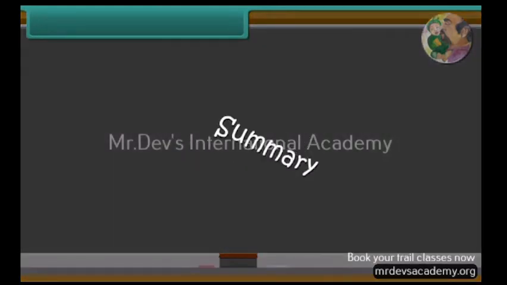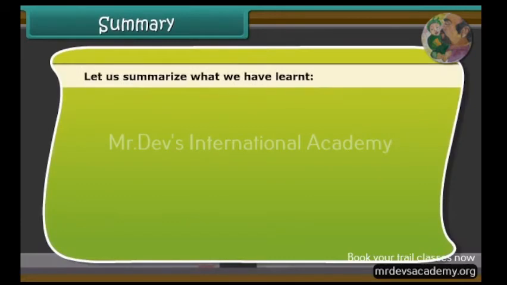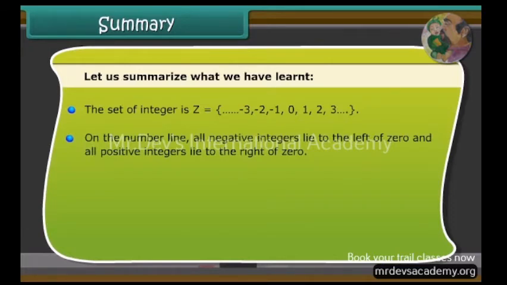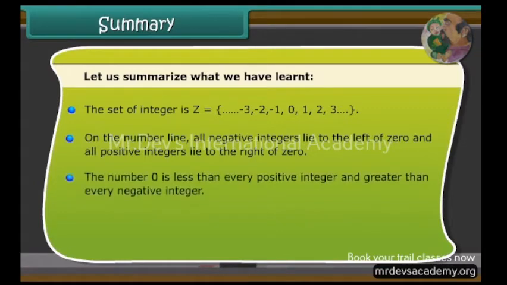Summary. Let us summarize what we have learned. The set of integers is Z, which is equal to {-3, -2, -1, 0, 1, 2, 3}. On the number line, all negative integers lie to the left of 0 and all positive integers lie to the right of 0. The number 0 is less than every positive integer and greater than every negative integer.